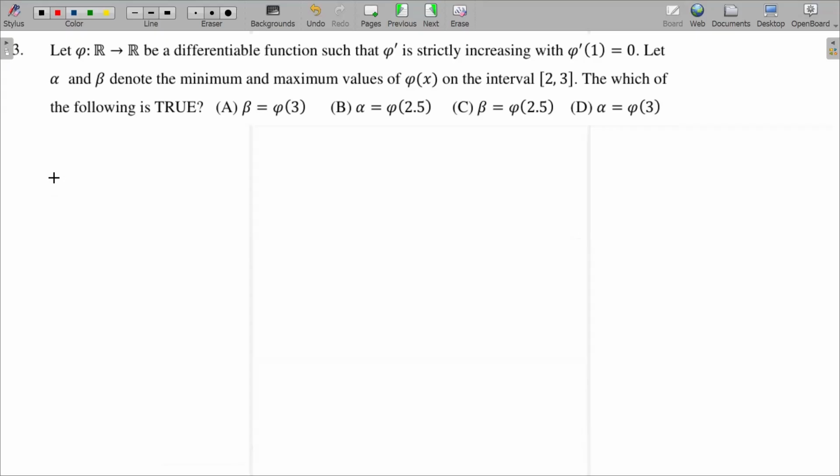Let f from R to R be a differentiable function. Phi dash is increasing.